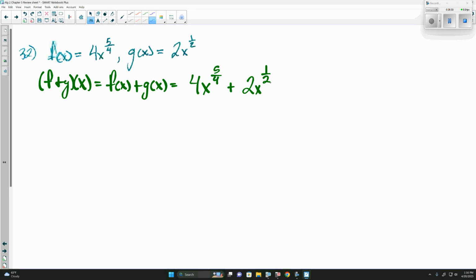And since these are like terms, we can combine them, yes? Is x to the 5/4 the same as x to the 1/2? So if they're not like terms, no. I put that equals there, even though I knew that they wouldn't. Yeah, no, that is as simplified as it gets. Because they're not like terms, we can't add them. They're not the same. So that's as far as we can take it.